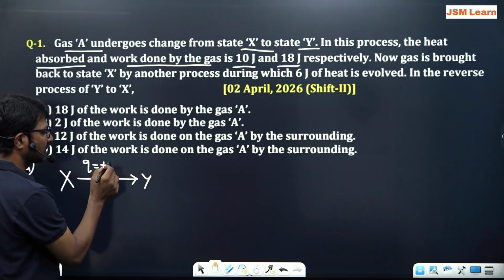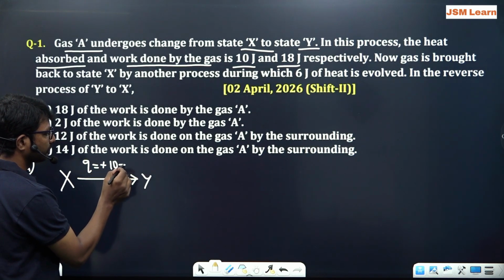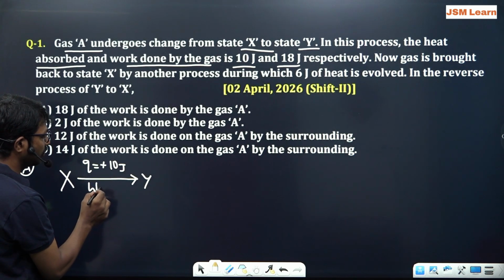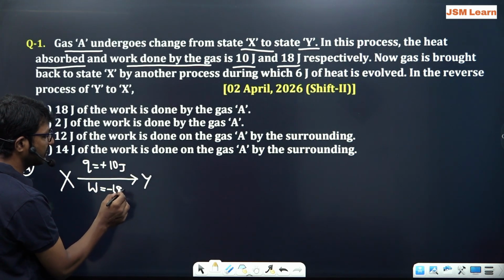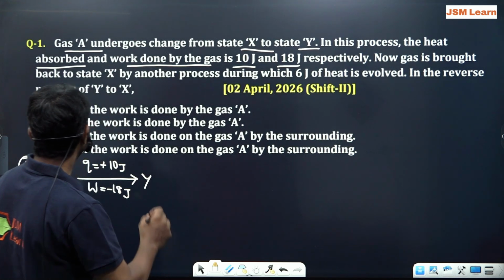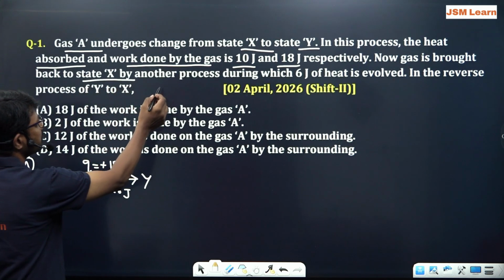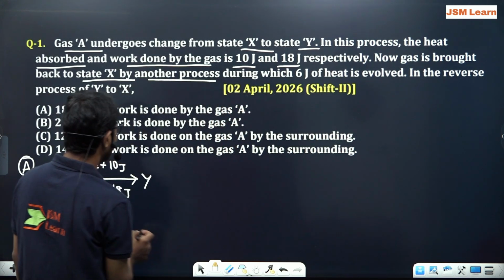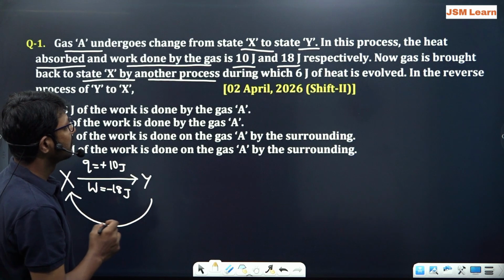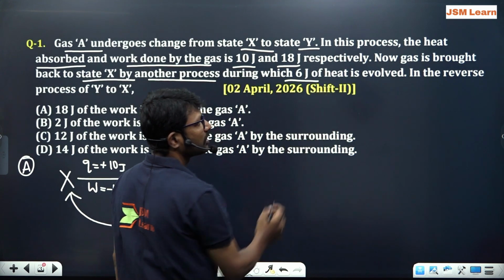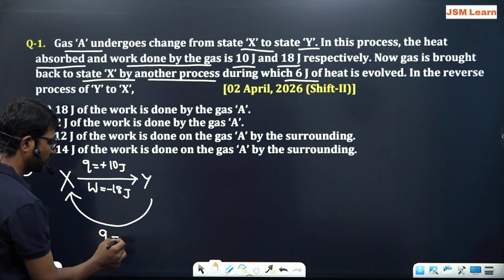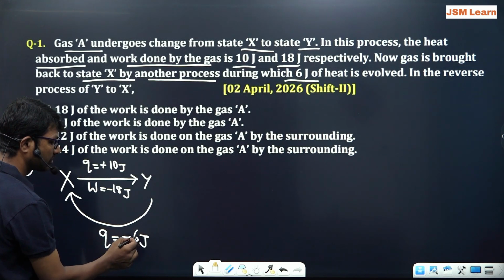Heat absorbed and work done by the gas are 10 joules and 18 joules respectively. That means the Q value they have given here is 10 joules. And work done by the gas in this process, that means W is equal to minus 18 joules, they have provided respectively. Now the gas is brought back to state X by another process, so that means a cyclic process, during which 6 joules of heat is evolved. That means Q value they have given as minus 6 joules.